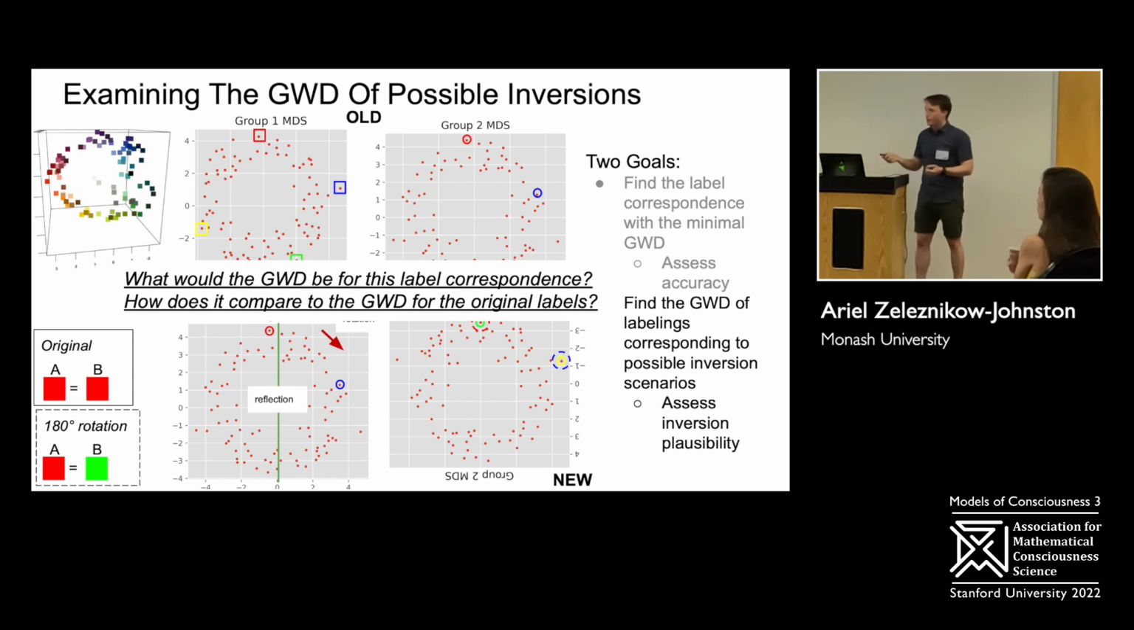So what we were trying to find before was red to red. Now we're trying to find how well does red to green work. Does it still have the same sort of error when we look at the Gromov-Wasserstein distance, or does it have a much larger error? Do the structures not fit together so well? So what would the Gromov-Wasserstein distance be for this kind of label correspondence, and how does it compare to the original labeling scheme?